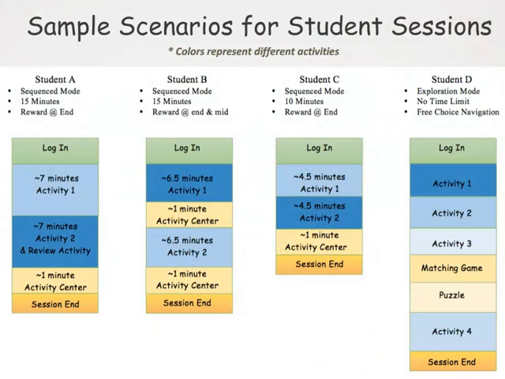Here are examples of 4 different student sessions. Students A and B experience 15-minute sequence sessions. Each student engages in different activities, and the teacher has provided student B with an additional reward activity center time mid-session. Student C is using a sequence 10-minute session with reward activity center time at the end of the session.